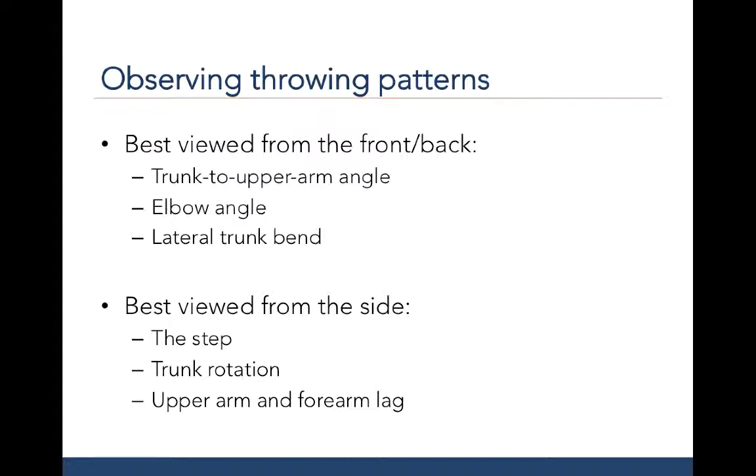Is there a step? Which foot takes the step, and how large is the step? The trunk rotation. Does the trunk flex? Does the trunk rotate? Do the different components of the trunk rotate differentially? Lastly, the upper arm and forearm lag. Is the trunk leading the humerus during the forward rotation? Is the forearm lagging the humerus during the forward swing?